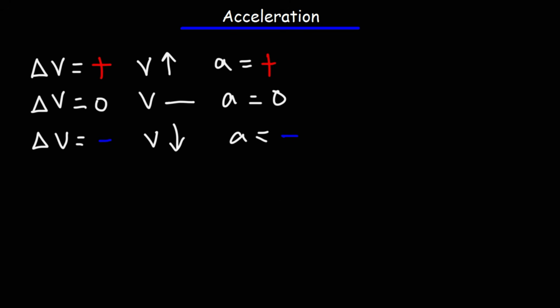Keep in mind, velocity is speed with direction. So even if an object is moving at constant speed, if the direction changes, its velocity is changing. And whenever there's a change in velocity, there's an acceleration.